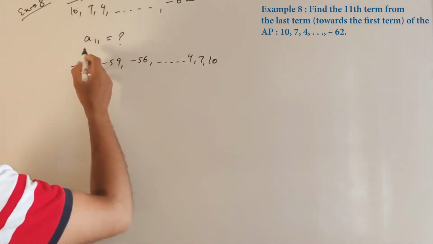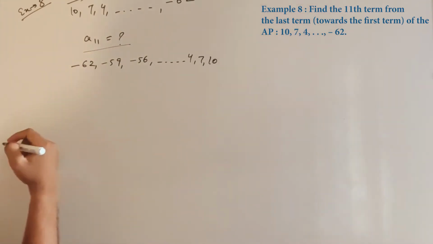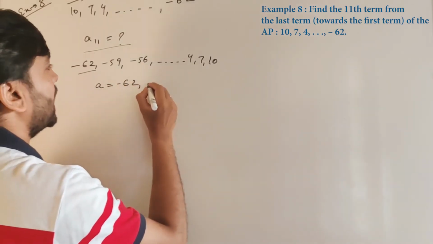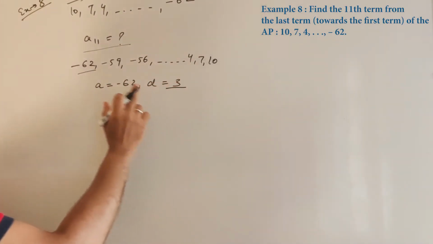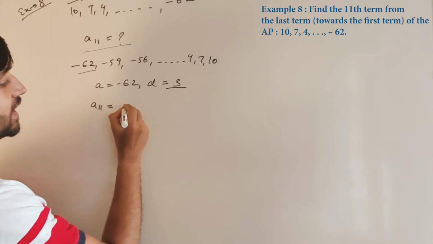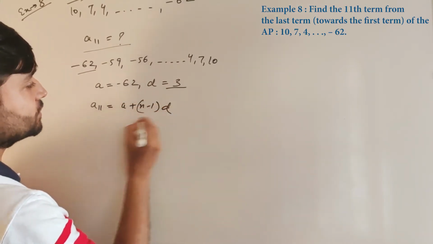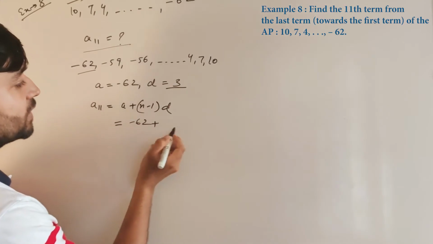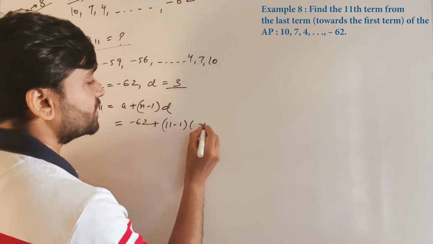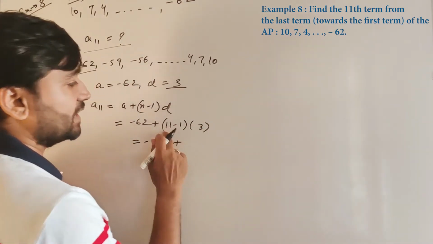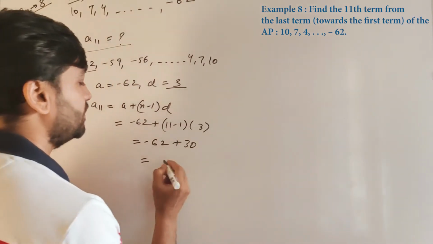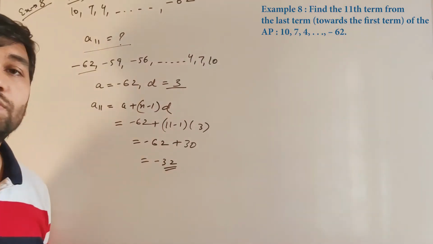With respect to this AP, you're supposed to find the 11th term, which can easily be found out now. So this is your first term, and common difference as we learnt for this sequence is 3. So A11 will be using the formula A plus n minus 1 into D. We know A, which is minus 62, plus n is 11. So 11 minus 1 into the common difference value 3. So we get minus 62 plus 11 minus 1, 10 into 3 will give you 30. So minus 62 plus 30 will give you minus 32.